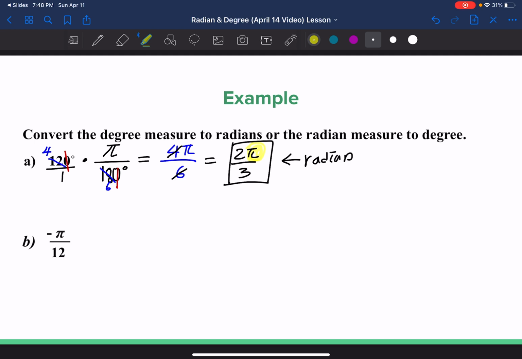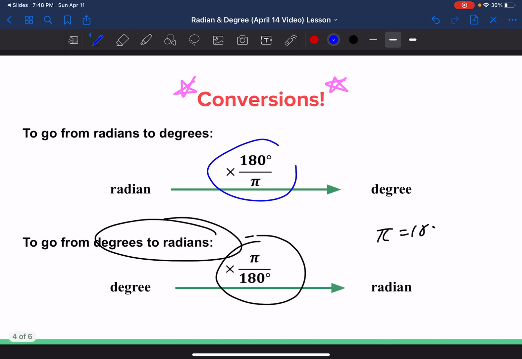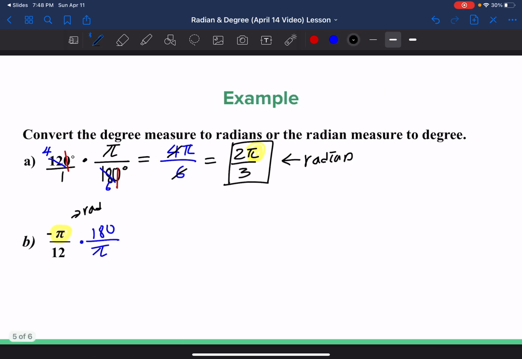Let's look at example B. I have a pi, which means this is radian. So I want to convert radian to degree. What do you do? You multiply. And since I'm going to cancel the pi, pi has to be on the bottom. Okay? And then 180. See, that's the same thing as this. I'm multiplying everything by 180 over pi. So now I can cancel pi and pi. We do not have a pi anymore. So negative stays the same.